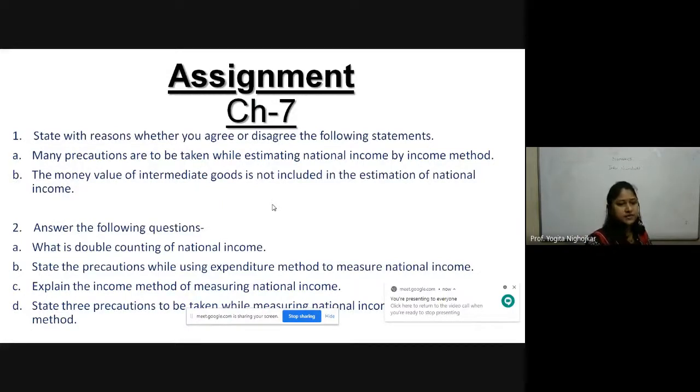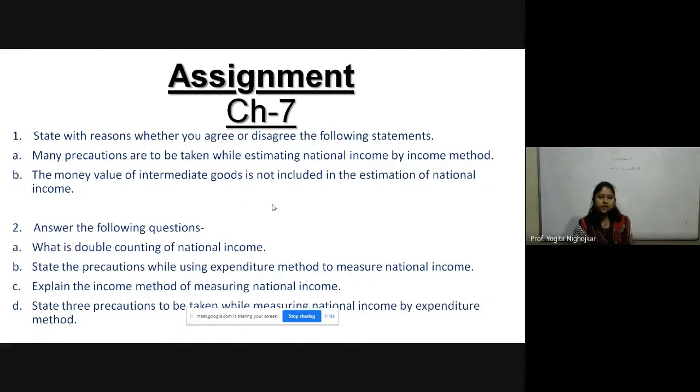First question is, state with reasons whether you agree or disagree with the following statements. First is many precautions are to be taken while estimating national income by income method. And second is the money value of intermediate goods is not included in the estimation of national income. You write agree or disagree and write at least 3 points in this question.